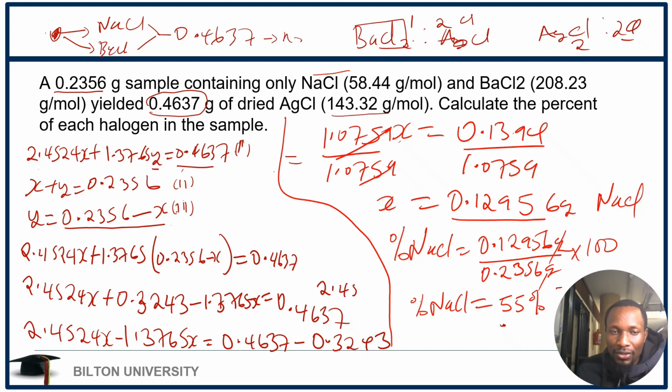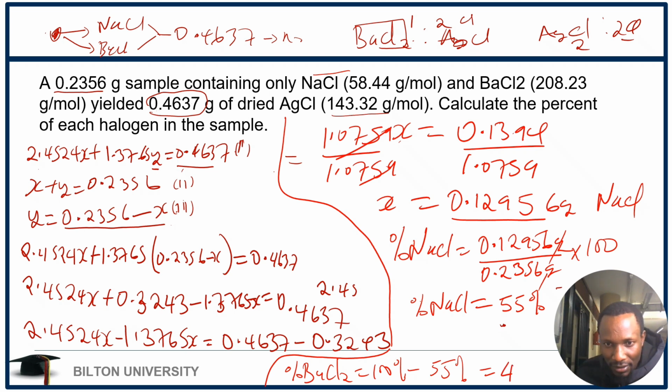So the percentage of sodium chloride is 55%. Because we were told halogen, and halogen here is chloride, but it was in the form of sodium chloride and barium chloride. So to get the percentage of barium chloride, you can just say percentage of barium chloride will be 100% minus 55%, and that's going to give you 45%.